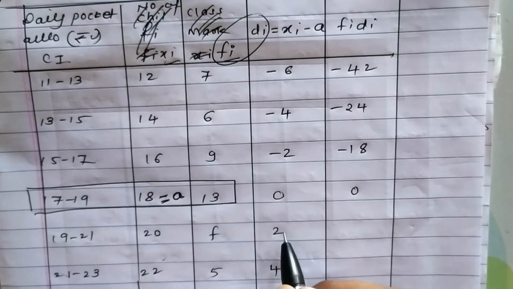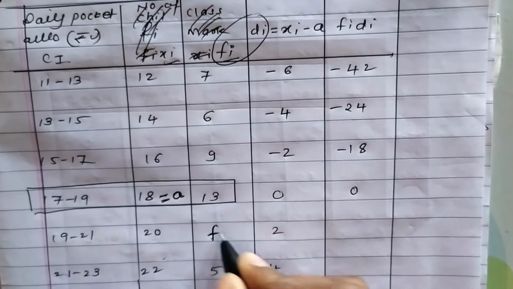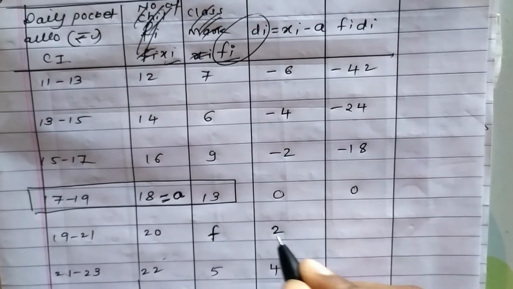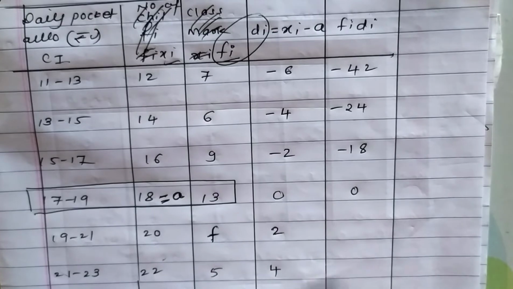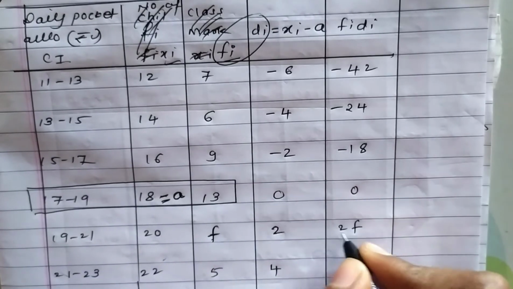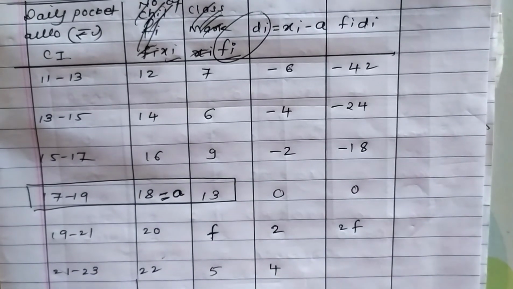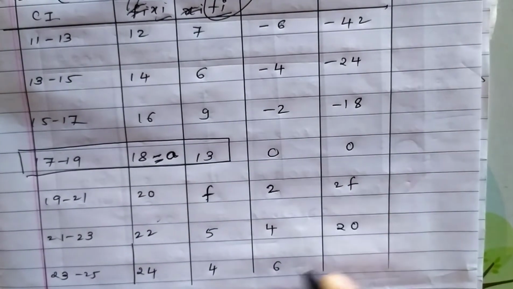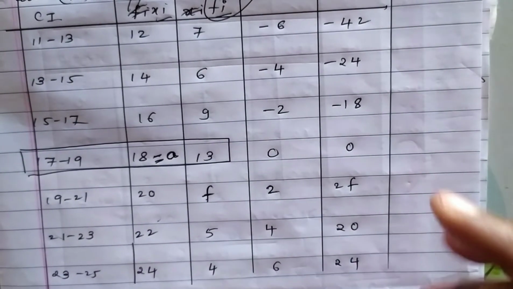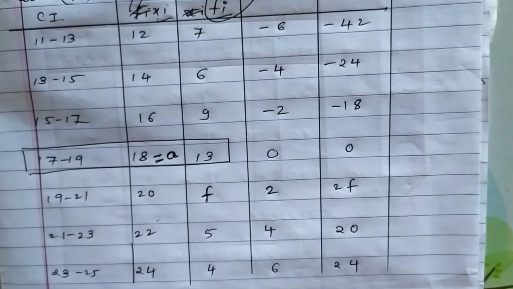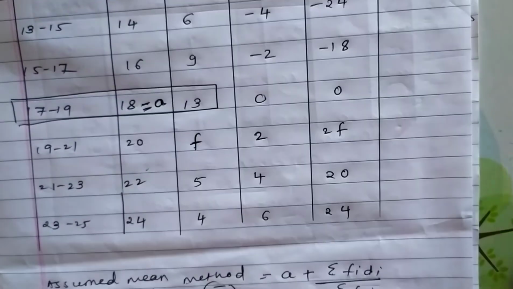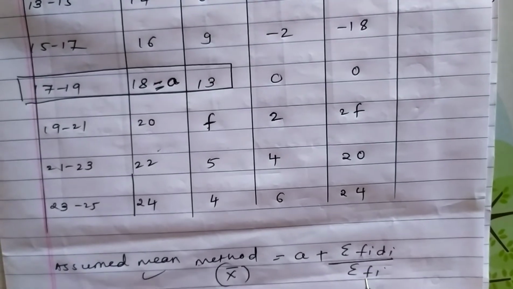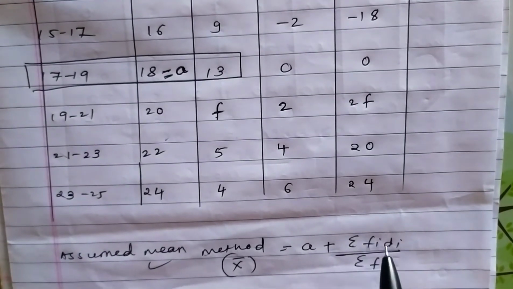Then here, see what you are going to do. f into 2: f is unknown, this is a variable and this is a constant, or you can take a number. So 2 into f or f into 2 is 2f. Usually we write the number first and then the variable later. Next, 5 4s are 20, 4 6s are 24. So our fi di is also ready. Now we only have to find the summation of fi and then the summation of fi into di.